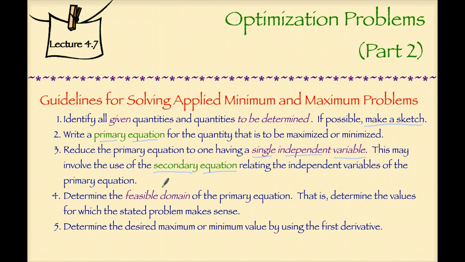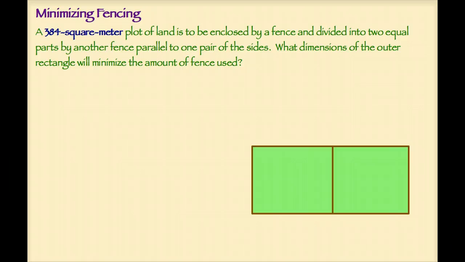Then we would determine a feasible domain for the primary equation, what values make sense for the problem, and then determine the desired maximum or minimum value by using the first derivative. So let's do a few more examples. In this example, we're going to minimize fencing.